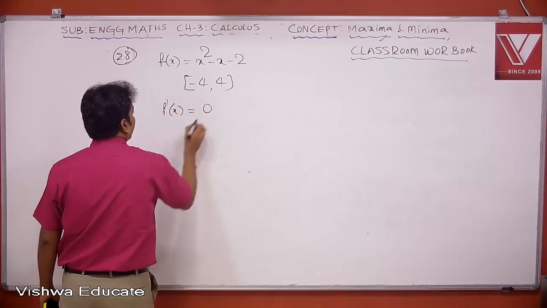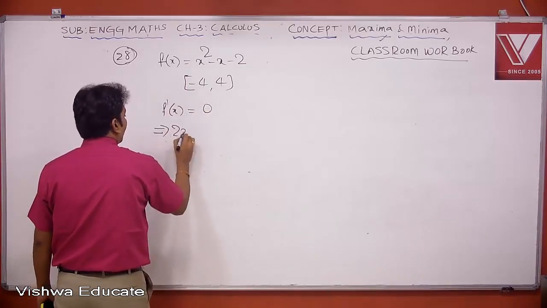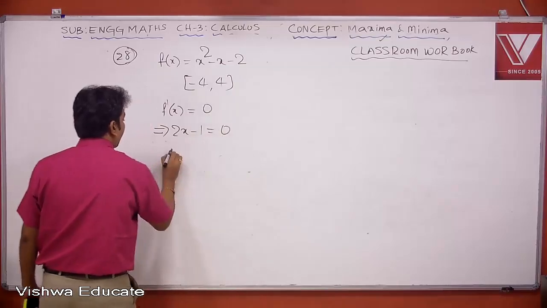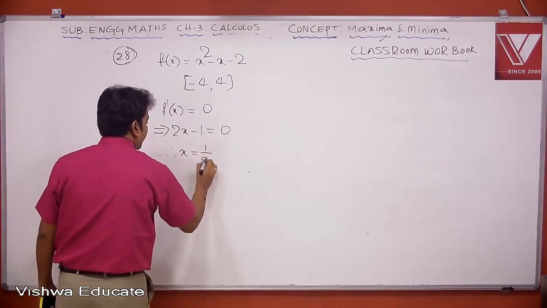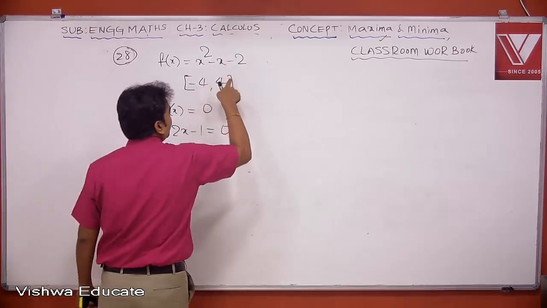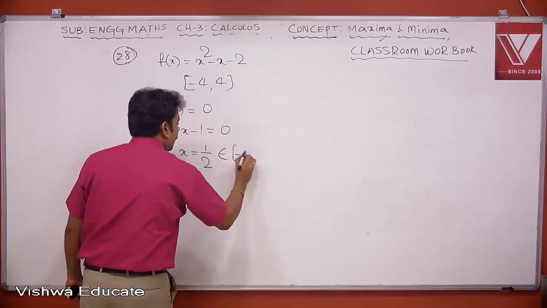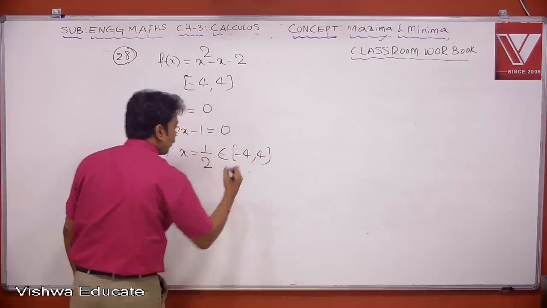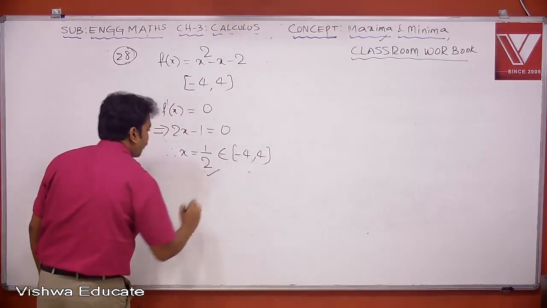f dash of x equal to 0. This implies 2x minus 1 equal to 0. Therefore x equal to 1 by 2. This is a stationary point. Fortunately, this 1 by 2 belongs to this interval, the closed interval minus 4 comma 4. So you must consider this point.